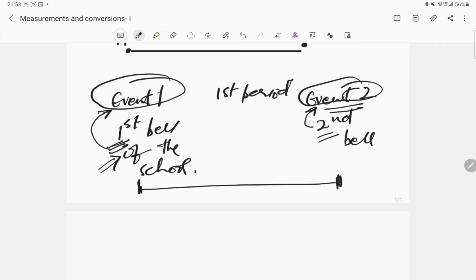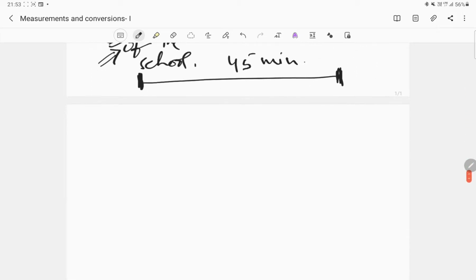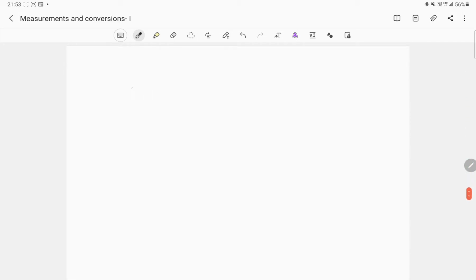You cannot measure this distance using your scale, because time cannot be measured using a scale. So what do we use? We use a clock, right? So we make use of a clock, and we find that the distance between the first event, which is the first bell of the school, and the second event, which is the second bell of the school, is around 45 minutes. Now, just in order to test you, let me ask you, what is the distance between your birth and today, which is today's date?